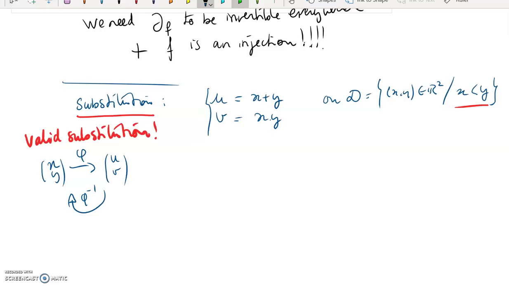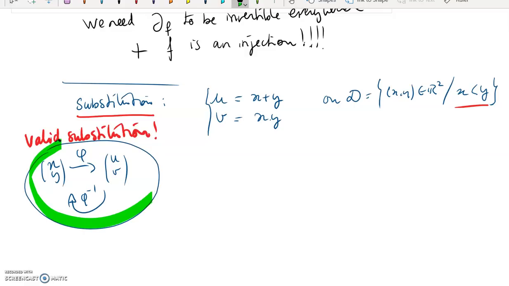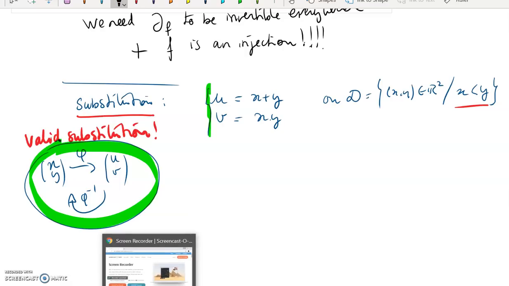So that's why this is very closely related to our idea of the inverse theorem, or local inverse theorem. If we want to prove that we have a valid substitution, we would like to prove that this change of variables can be inverted. So if we use directly our theorem, what do we get?